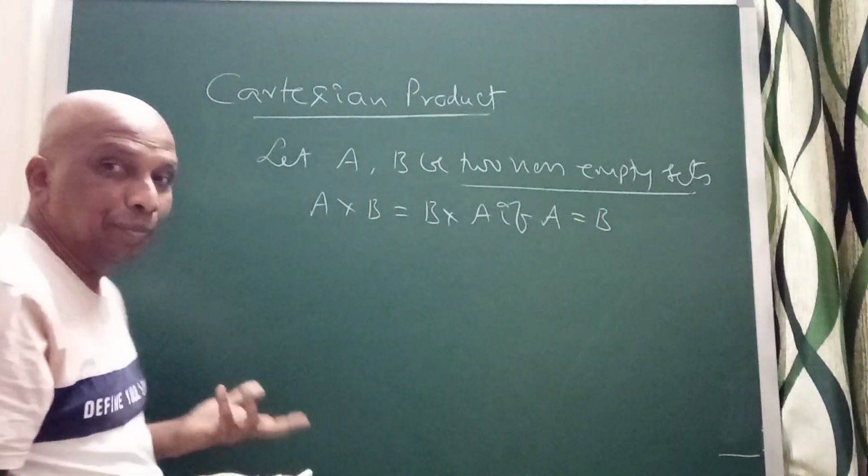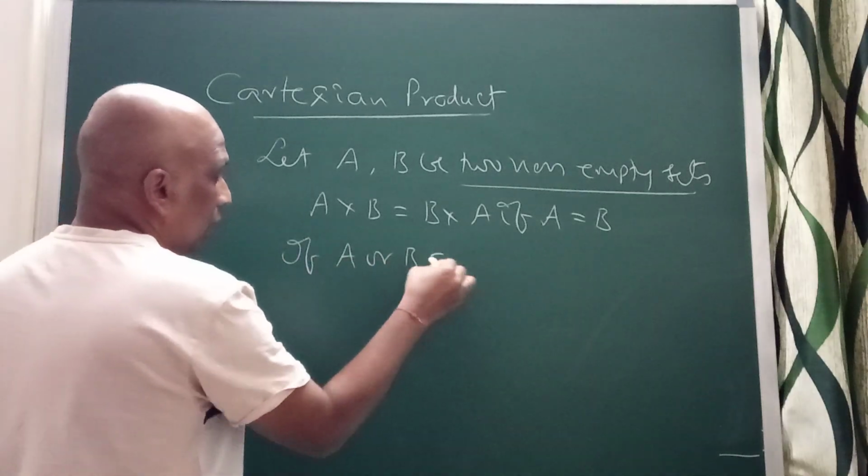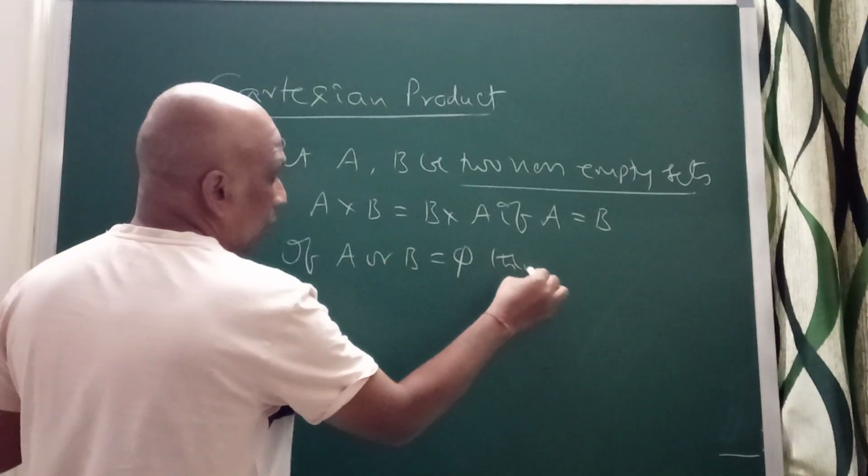Suppose A or B is the empty set. If A or B equals the empty set, then A cross B is the empty set.